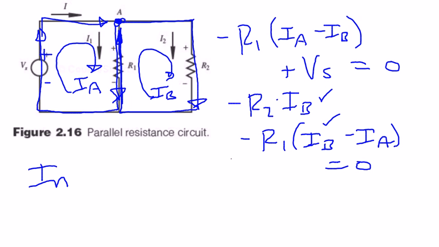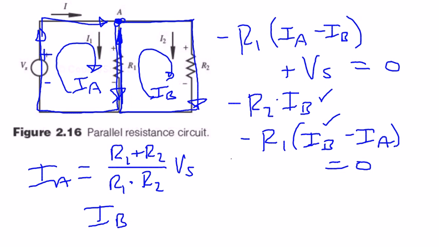IA and IB. IA equaling (R1 plus R2) over (R1 times R2) times the voltage source, and IB equaling the source over R2. And if the problem instead wants to know what is I1 and I2 instead of IA and IB, well, I2 is going through R2 and IB is the only current going through R2, so we know that I2 is IB, which we've solved as source over R2.